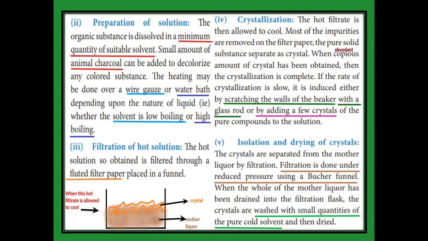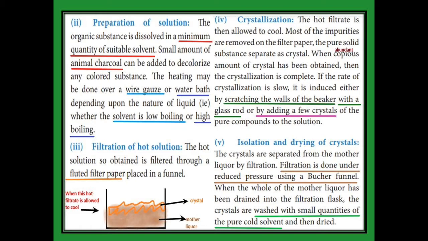Next step is preparation of solution. The solution is prepared with the help of a solvent. The suitable solvent we have already chosen is added to the organic compound. Suppose the organic compound is a colored one, that color we can remove with the help of animal charcoal. Now the heating is done with the help of a wire gauze. When the solvent has a low boiling point, it is safe to use the wire gauze.